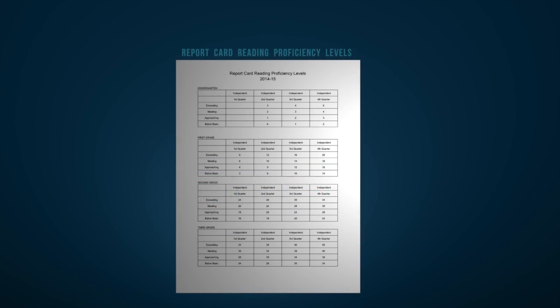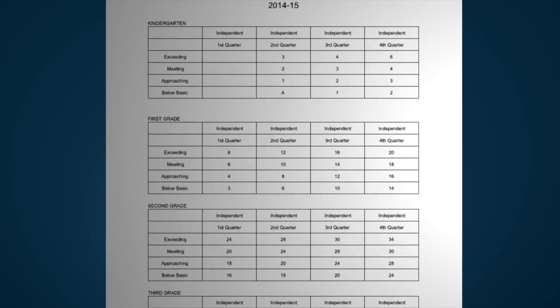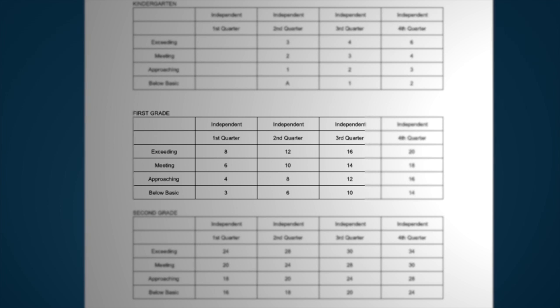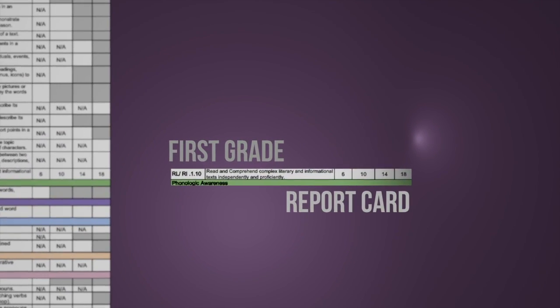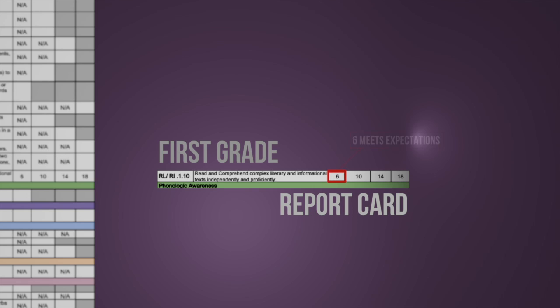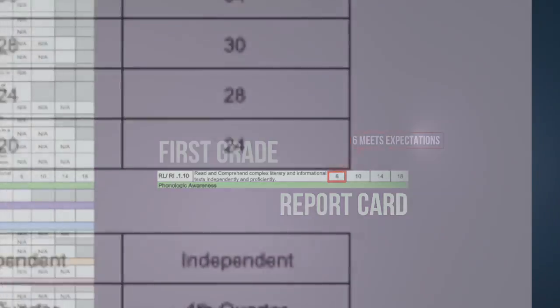The report card will include a chart which indicates the independent reading level that is expected at the end of each 9 weeks. Parents can compare their child's independent reading level to the targets on the chart. In this example, a first grade student is reading at an independent level 6. The reading target chart shows that the student has met the reading level expectation for the first 9 weeks.